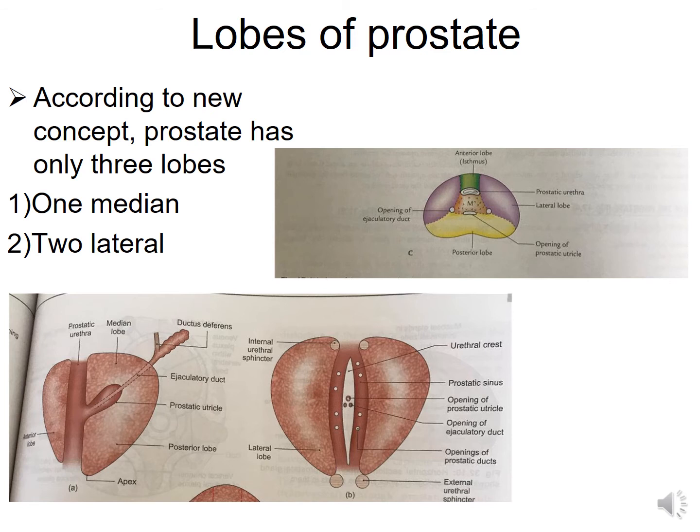And second, diagram B, the diagram given below. We can see this is the coronal section, posterior half of the coronal section, and here we can see the internal urethral sphincter and external urethral sphincter, and also the urethral crest, which is nothing but the elevated structure in the posterior wall of the prostatic urethra. This urethral crest, on each side, bears the sinus, which is known as the prostatic sinus, where we have the opening of the prostatic utricle.